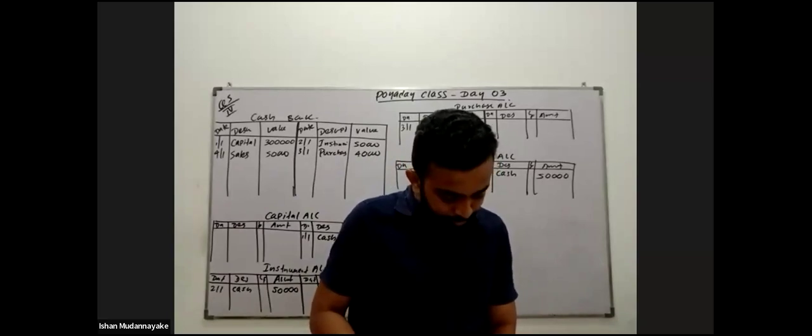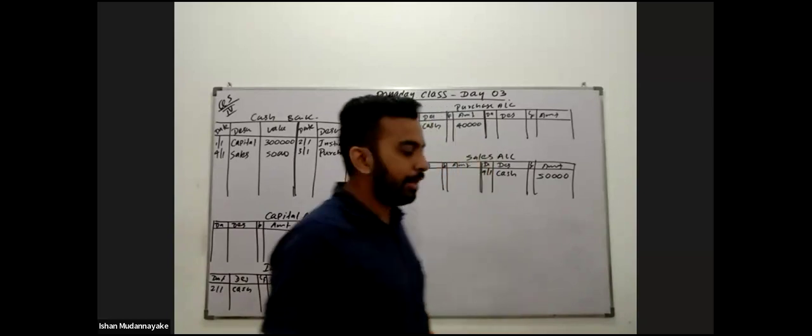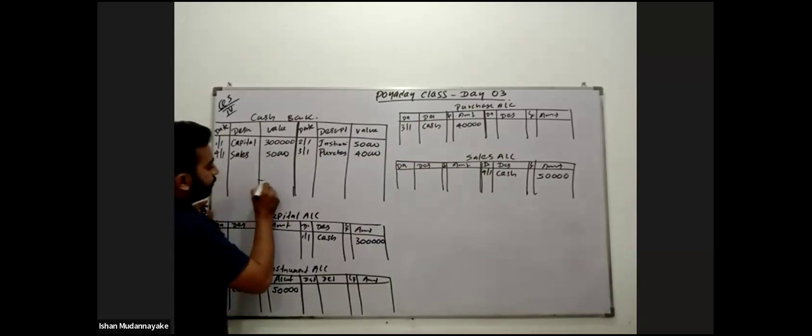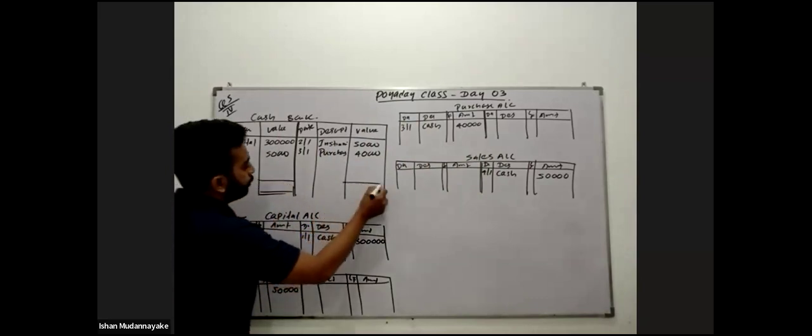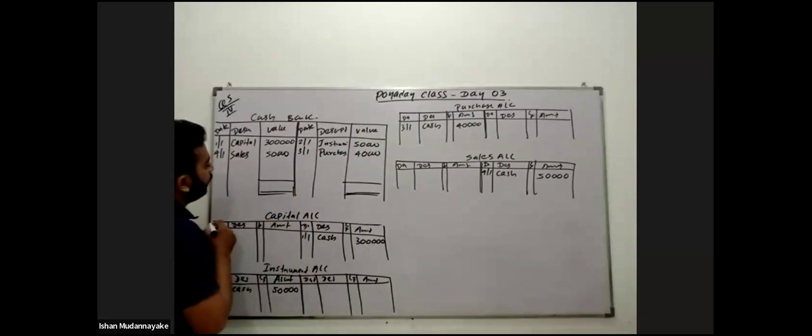Enter the transaction ledger accounts and balance the accounts. You need to balance. Quickly balance off these ledger accounts. At the end of January, you need to balance off.